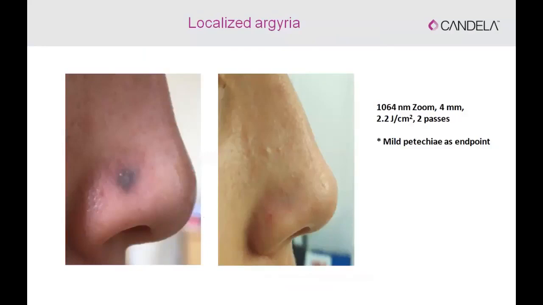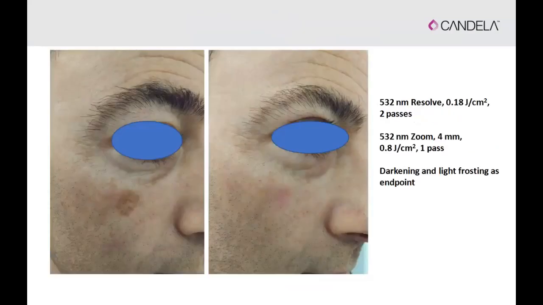This was another case of localized argyria due to silver piercing of the nose, and I used the Zoom handpiece with these parameters. We had mild petechia as an endpoint, and once again, you can expect mild petechia when you're using the 1064 Zoom for dermal lesions. Be careful with darker skin types, but very nice results after just a single treatment. And in this case, for example, it's predominantly epidermal pigmentation, so the wavelength will be 532.